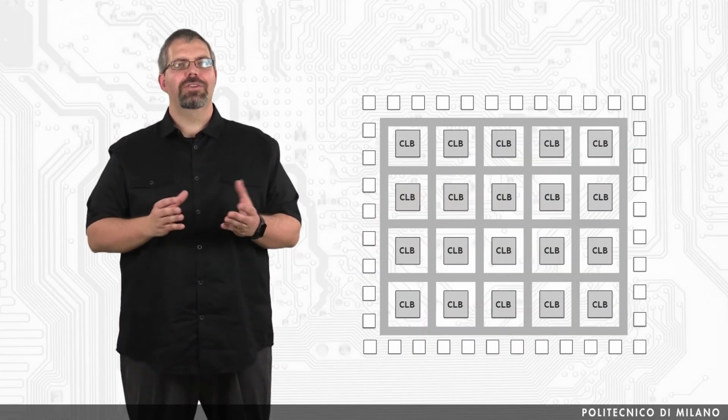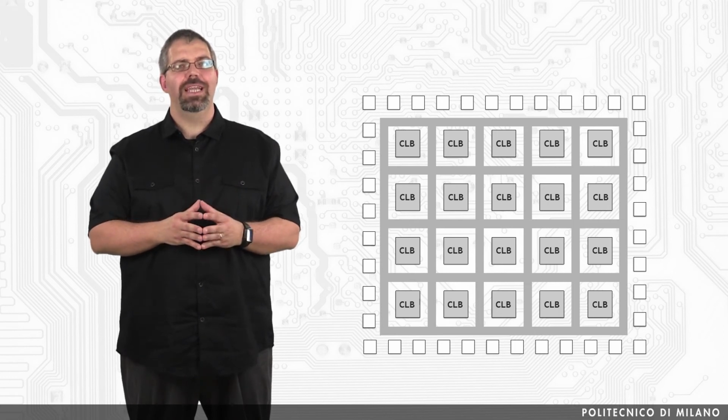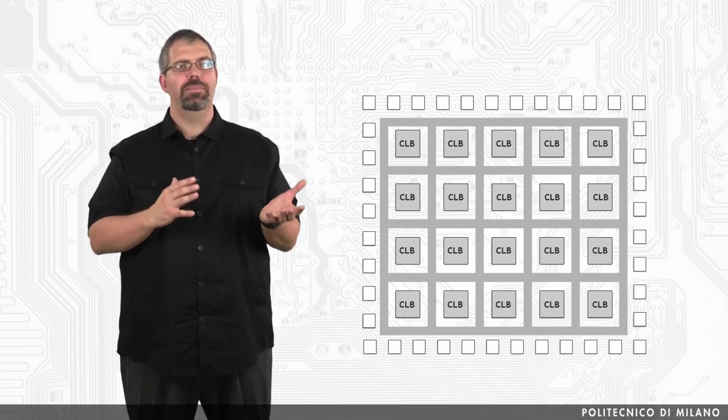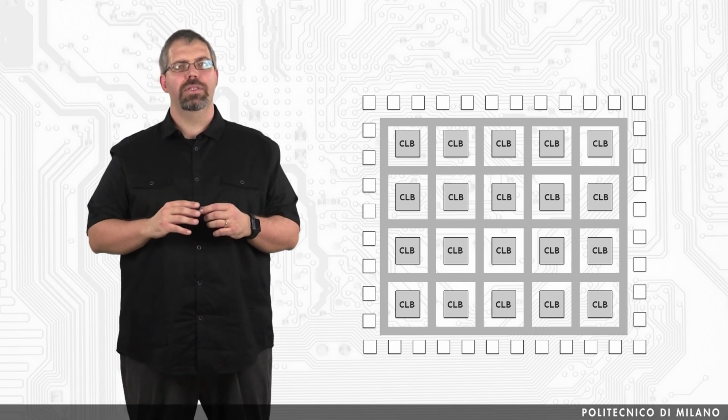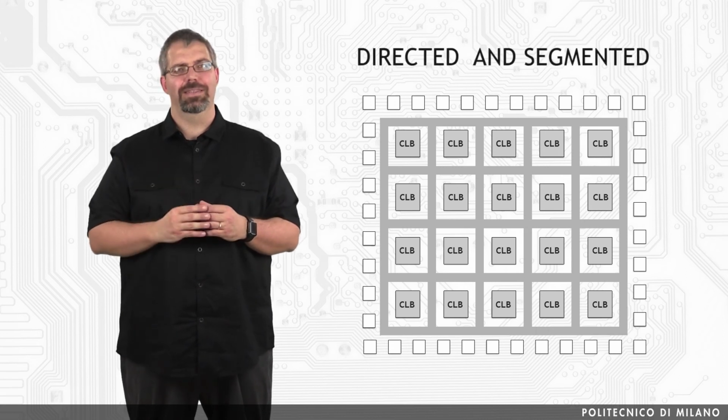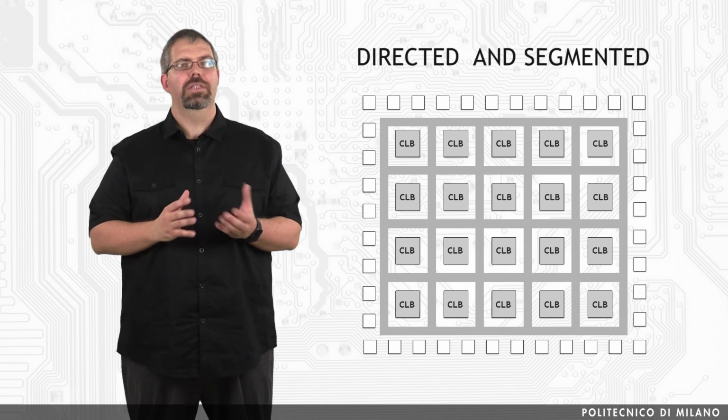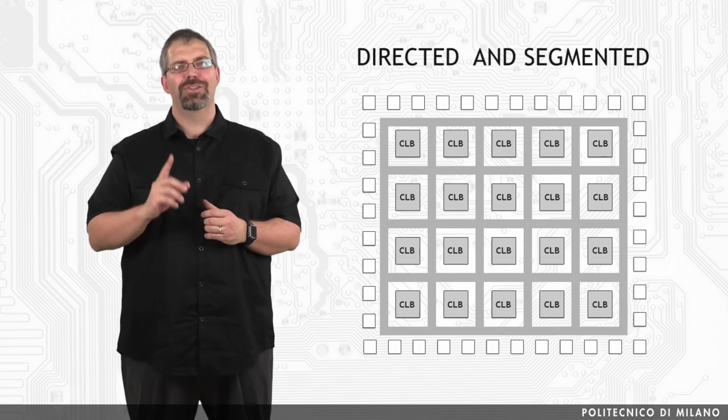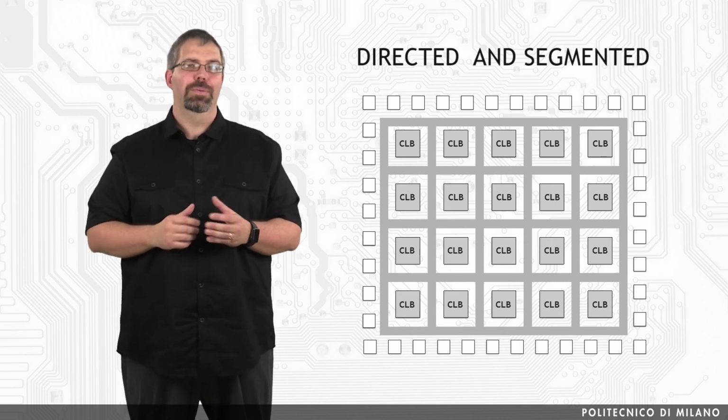Finally, the interconnection resources within an FPGA allow the arbitrary connection of CLBs and IOBs. The main modes of interconnection are direct and segmented. We are going to see more on the interconnection in the following lecture, because they deserve some time to be properly described.